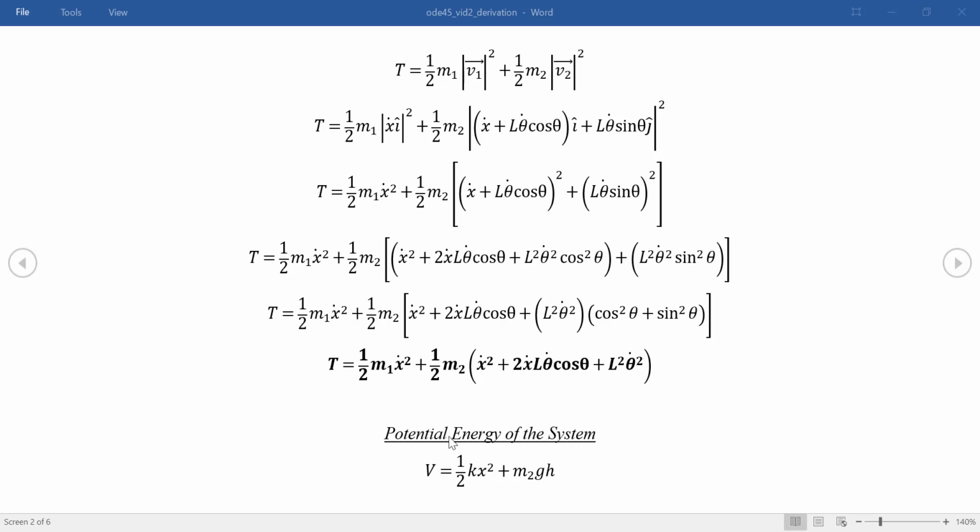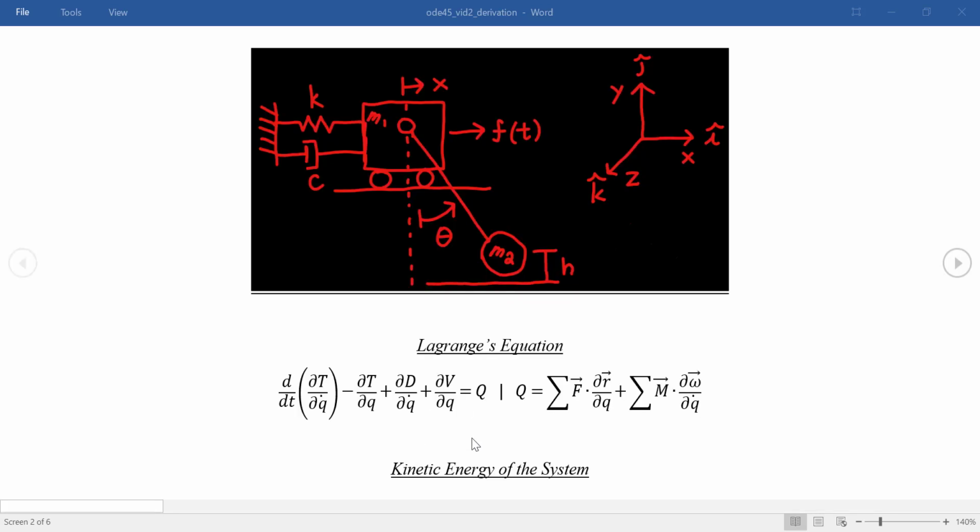Next, we can do the potential energy for the system. And for that, we see that there are two possible sources of potential energy. There's the spring, and there's also mass 2, because we realize that mass 2 can move up or down, giving it or taking away from it potential energy. We can set the reference point to the bottom, where the bar is vertically straight down and mass 2 is as low as it will ever be.